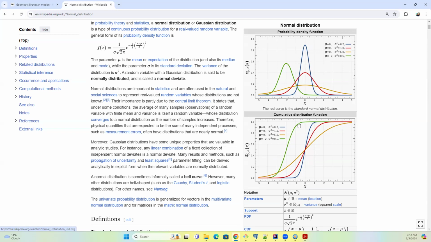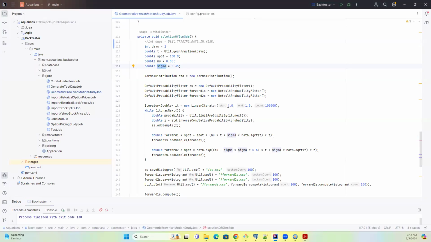But this one is interesting because we can do the following. We can take probabilities between 0 and 1, which is exactly what we are doing here. So we go between 0 and 1 with any granularity we want, like 100,000 points, and generate. So we have a probability between 0 and 1.